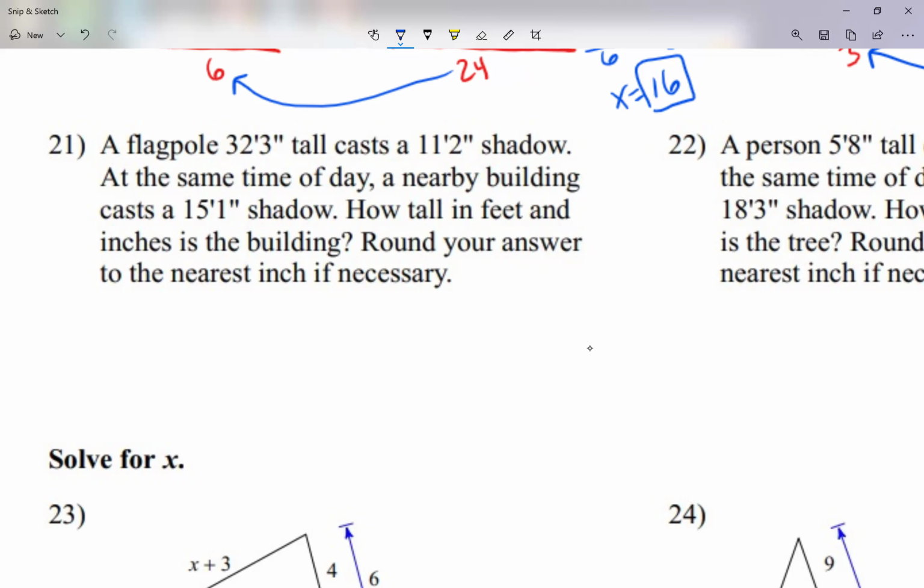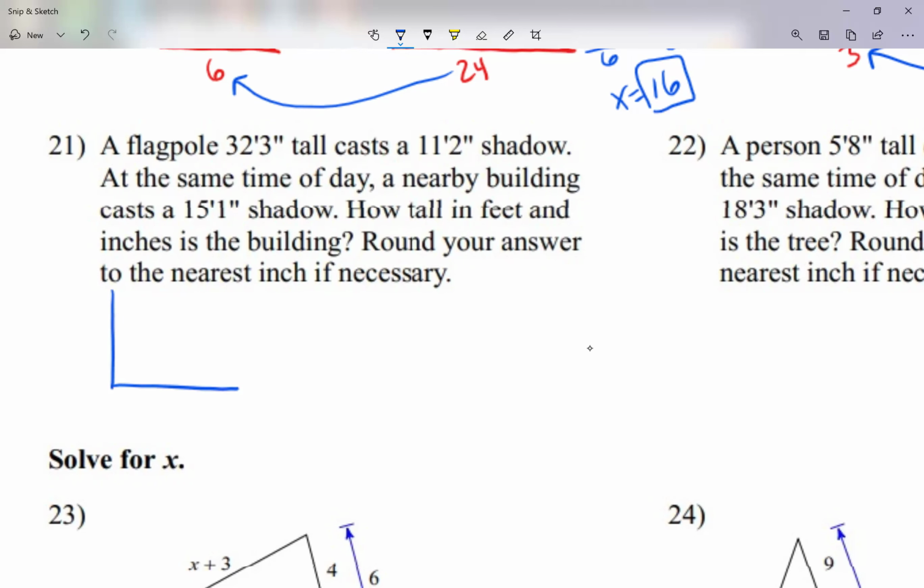I'm going to give you a measurement in feet and inches, and I need you to change it all to inches to begin with. Work it out, and then answer it in feet and inches. Okay, so let's take a look. There's a flagpole that cast a shadow of 11 feet 2 inches. So the flagpole is 32 feet 3 inches tall, and the shadow is 11 feet 2 inches. So there's the flagpole, and then there's the shadow.